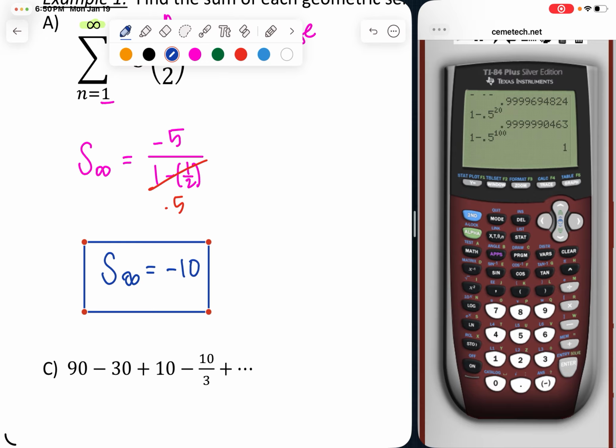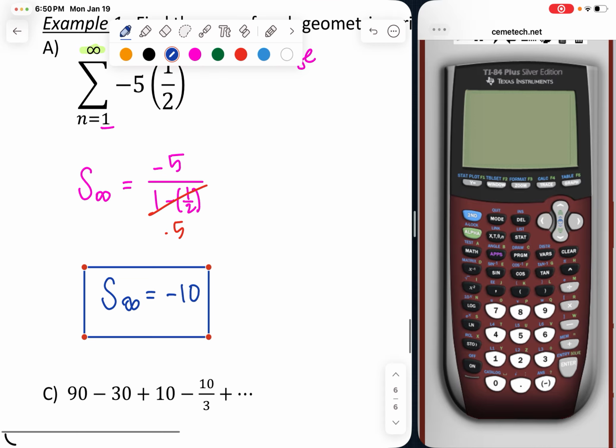Now you might be saying, what? Wait, how? Why? We keep taking half of a number, half and half and half and half forever. But at some point when you take half of something that's hardly even there, it doesn't even matter anymore. So it does converge to -10.